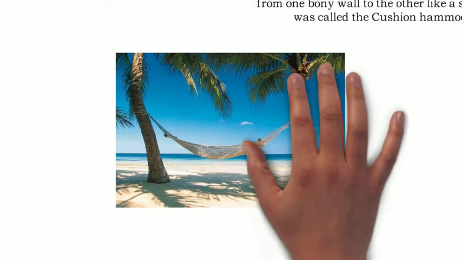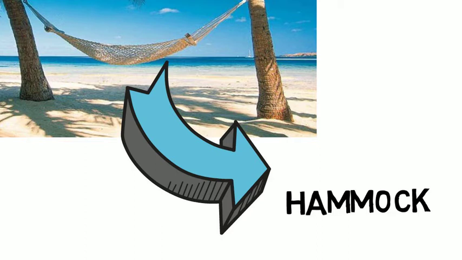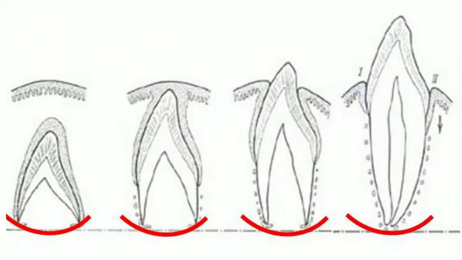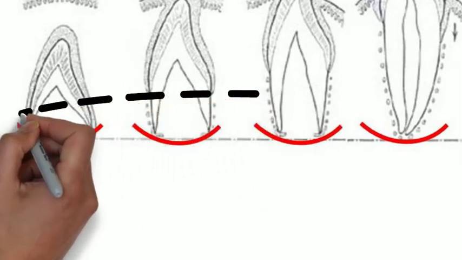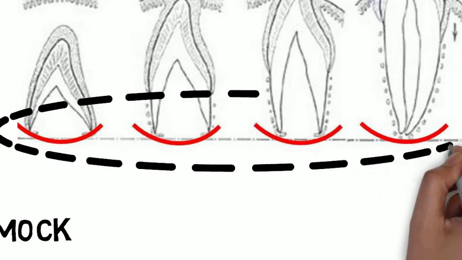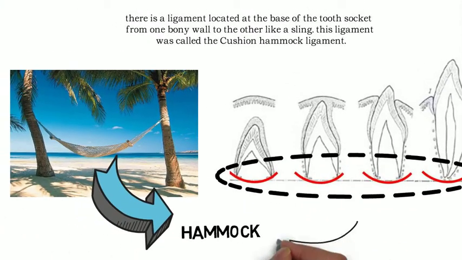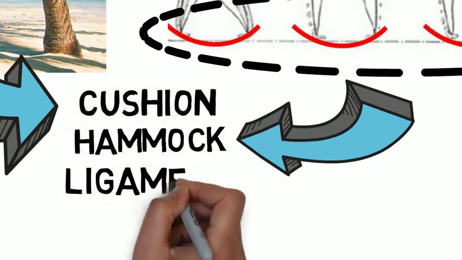So, just to explain, this is what a hammock is. And the theory says that a ligament like this is stretched below the forming root apex from one wall to the other and forms a firm base. The forming root pushes itself against this ligament and thus erupts occlusally. This ligament was called the cushion hammock ligament.